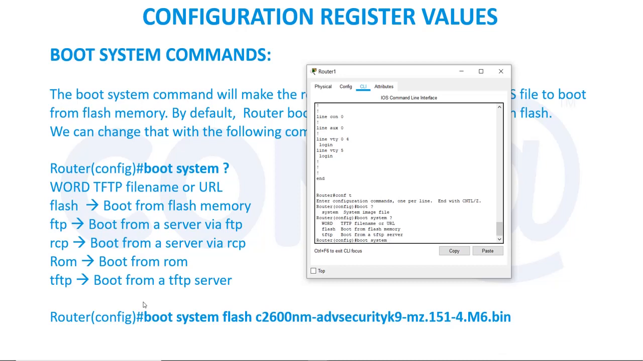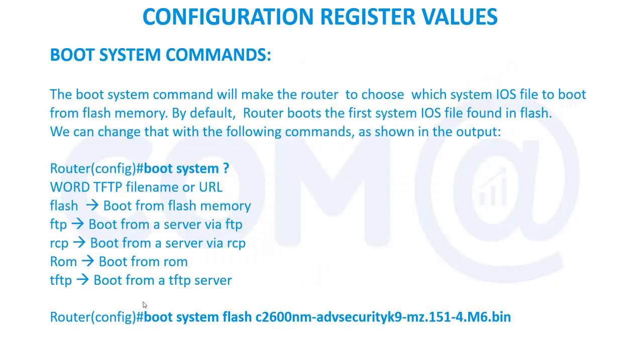You have options like boot system flash. So TFTP means you can mention the TFTP file name or URL wherever you have the file stored in the TFTP server. And flash means your local flash memory. So either you can mention it. So now by default it will be like boot system flash, as you see in the presentation, and we have to mention the file name.